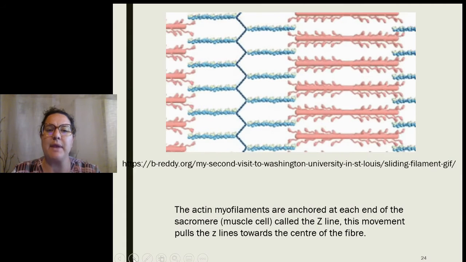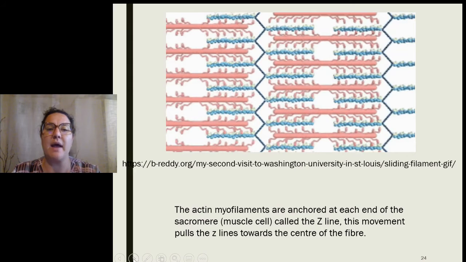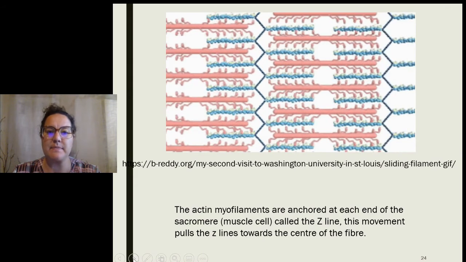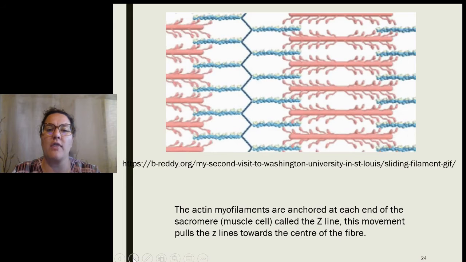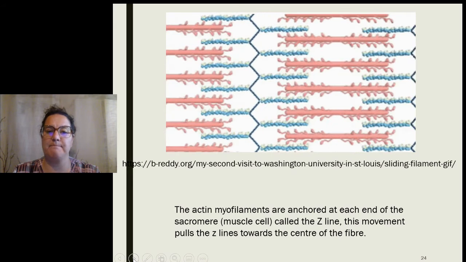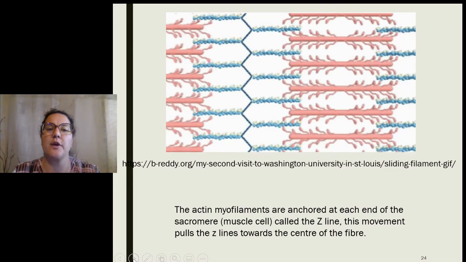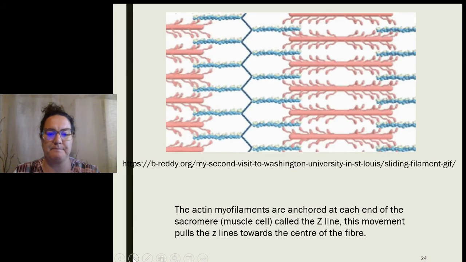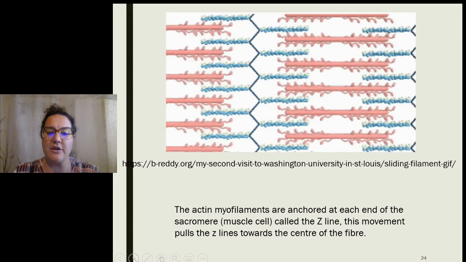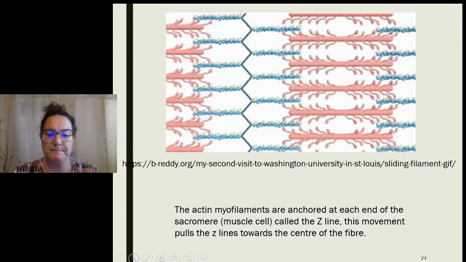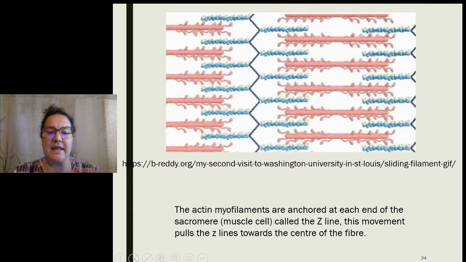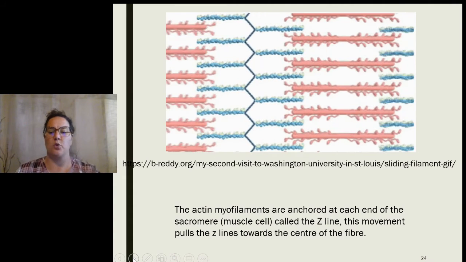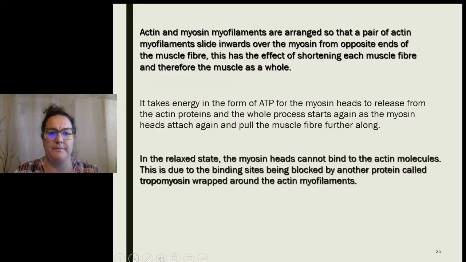Here we can see in pink those myosin heads gripping the actin myofilaments, and they're slowly moving it along that myosin myofilament. They're pulling it along, allowing the muscle to contract from both ends. The actin myofilaments are anchored at each end of the muscle cell, and the movement pulls the ends towards the center of the fiber. So we're contracting it from the ends towards the center of the muscle fiber.